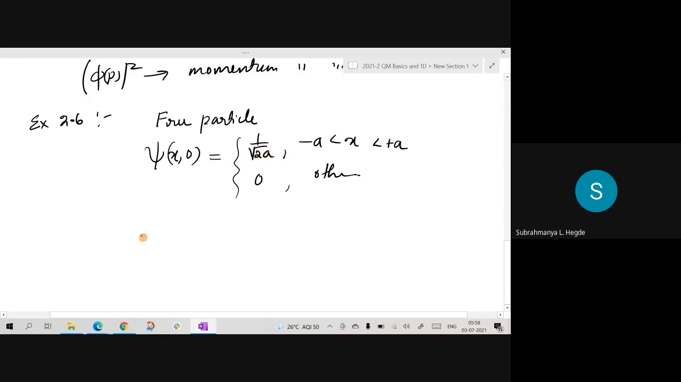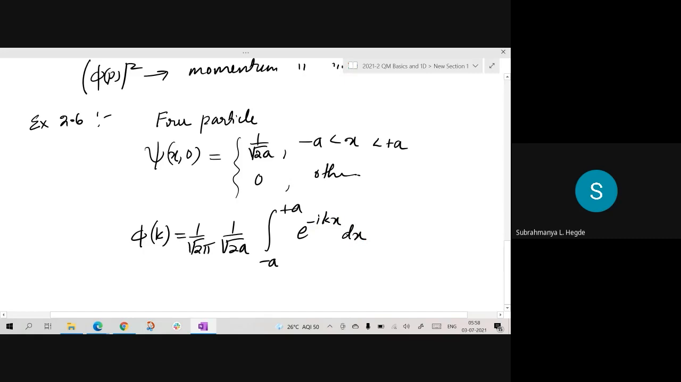Now you have to find the momentum space wave function, phi of k, or you can call it a coefficient in the expansion of this one. This is equal to 1 by root 2 pi, 1 by root 2a, integral from minus infinity to plus infinity, which will be converted into minus a to plus a. Why? This is 0 outside. The actual integral is minus infinity to plus infinity, e power minus i kx dx. Am I right? I have just used the other definition. Just check that out.